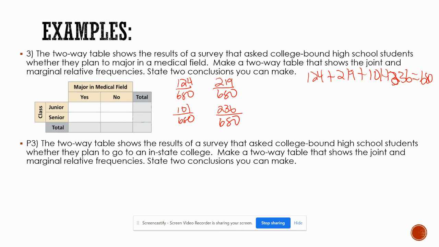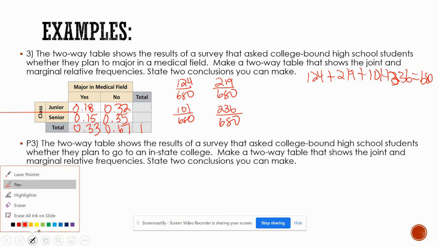When we do that division in our calculator, we have 0.18, 0.15, 0.32, 0.35. Find our totals. If we add 0.18 and 0.15, we get 0.33. 0.32 and 0.35 are 0.67. 0.33 plus 0.67 makes a total of 1.